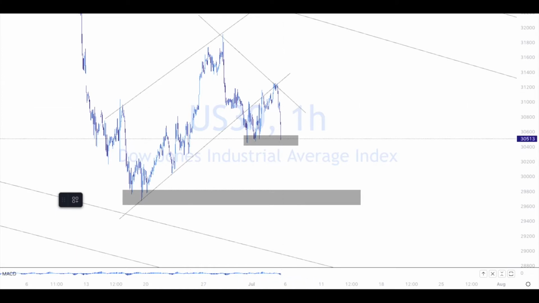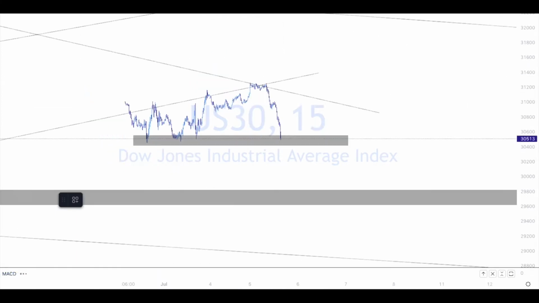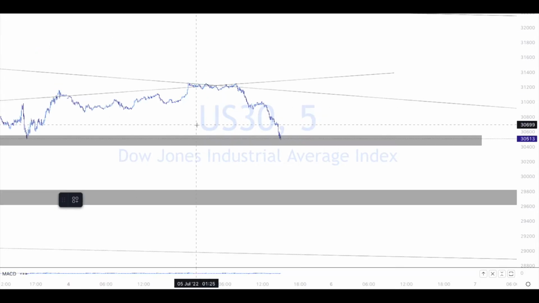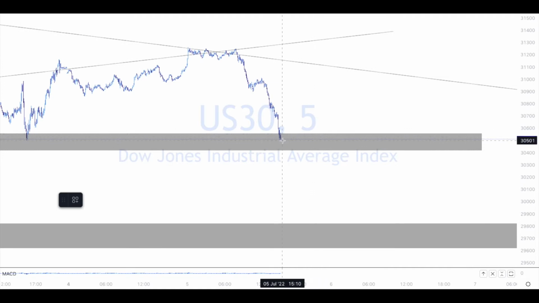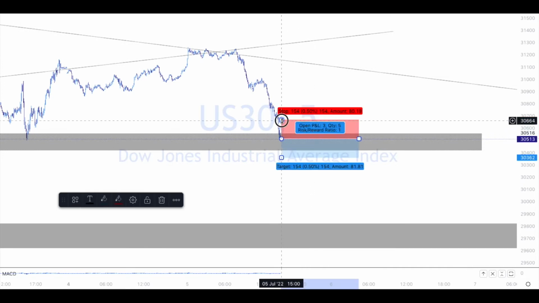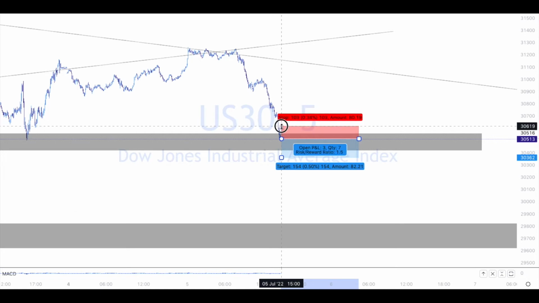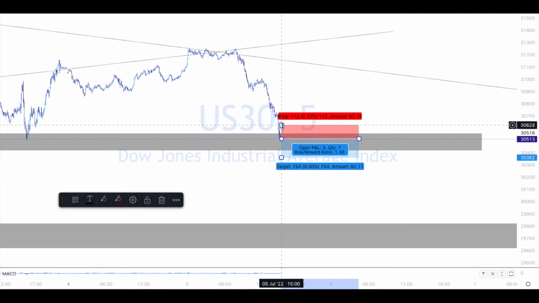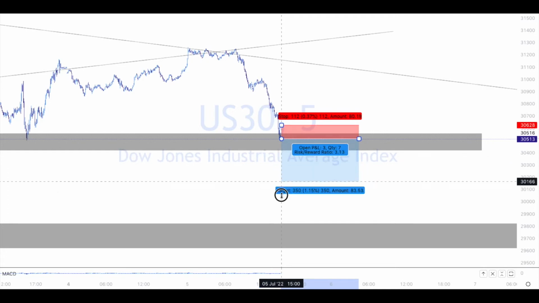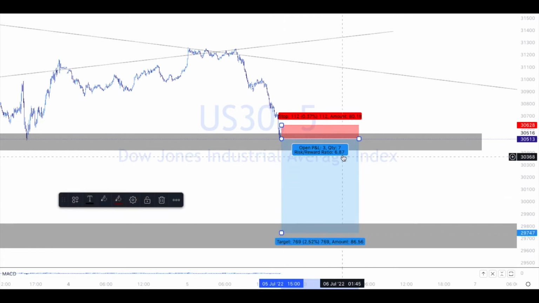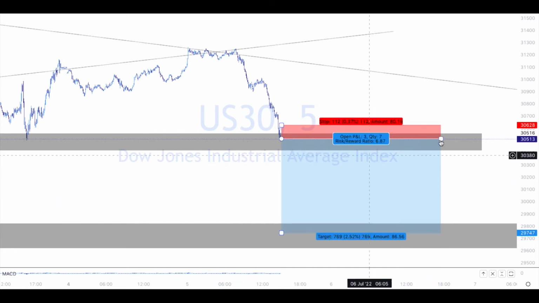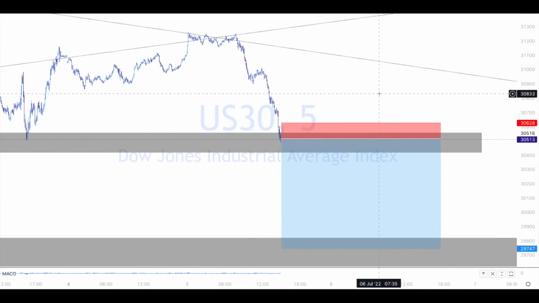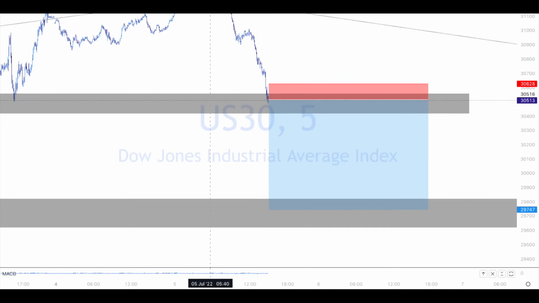So let me go into the 5 minute. Let's just go 30 and then 5. And then we're going to jump in with a sell, and we're going to cover this zone right here. I'm going to drag this down to about this level. Okay. Let's go.